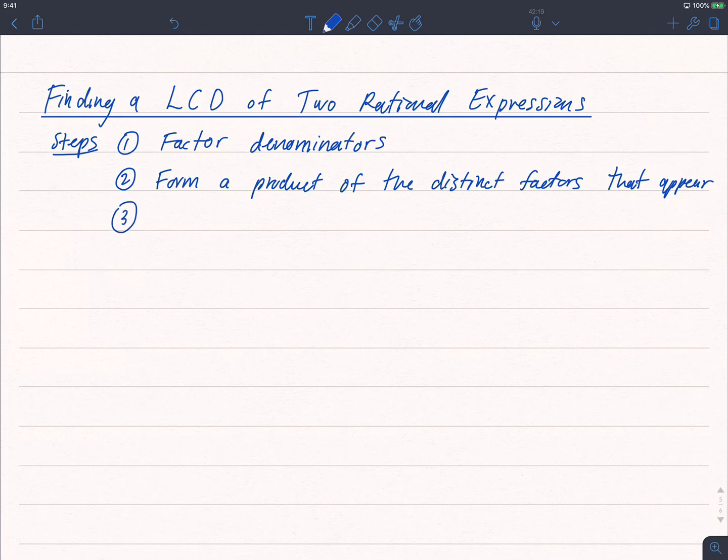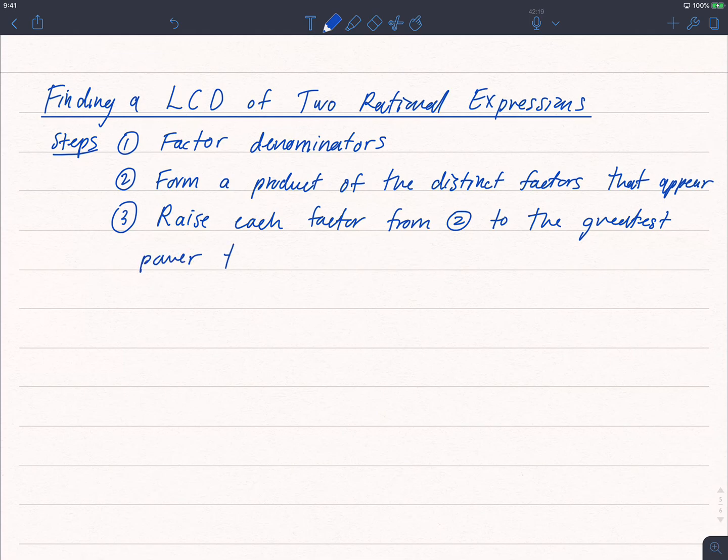So the final step is to raise each factor from the second step to the greatest power that appears in either denominator. Okay?